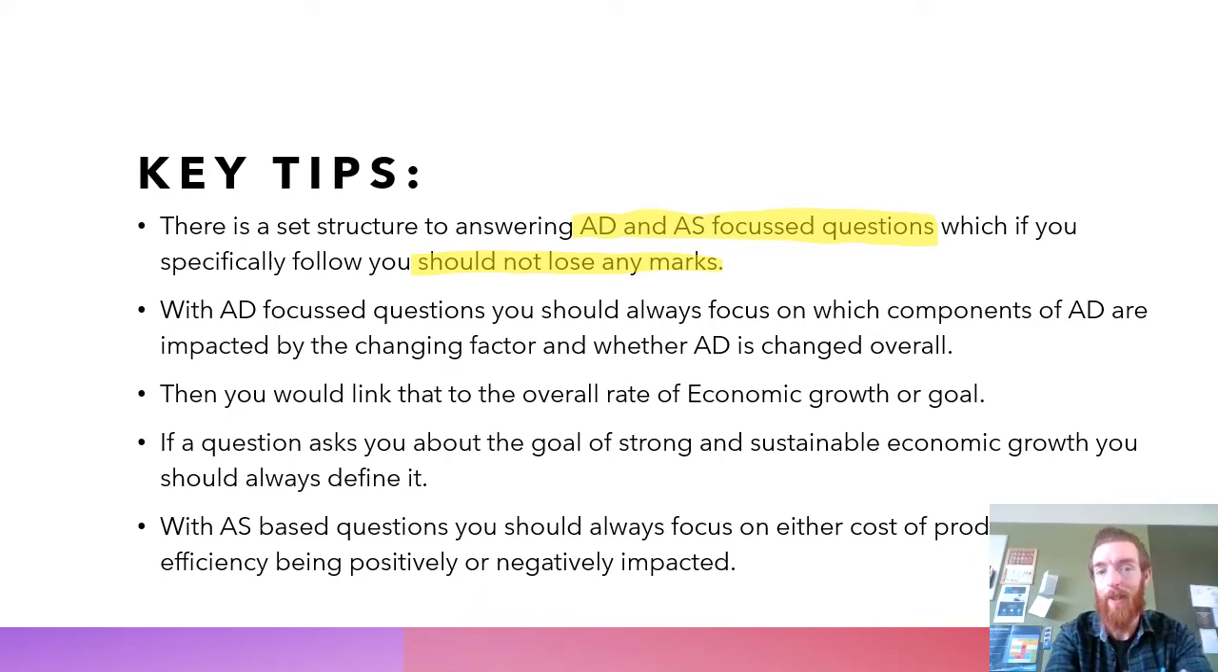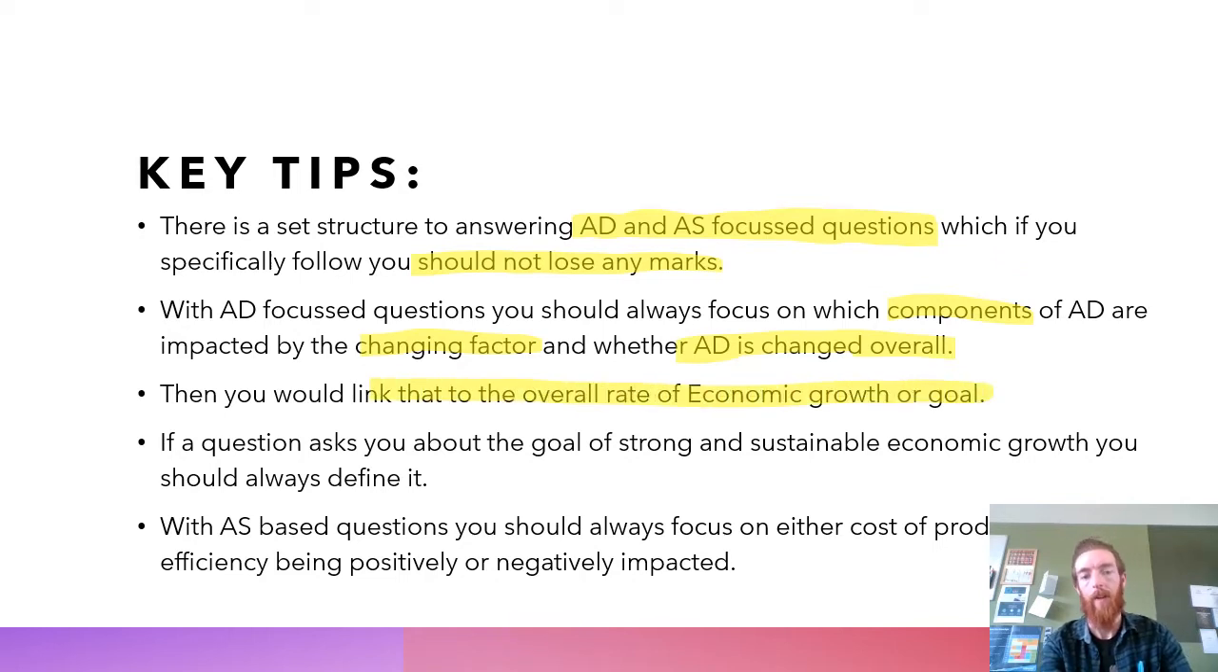With aggregate demand focused questions, you should always focus on which components of AD are being affected. Sometimes there's more than one. Often we focus on things that only affect private consumption spending, but often there's a twofold effect. There's a twofold effect in most cases, and it's important to talk about both of those. Then you've got to talk about how those components are affected by whatever factor is changing, and then whether aggregate demand is changed overall. Then you link that to the overall rate of economic growth or the achievement of the goal.